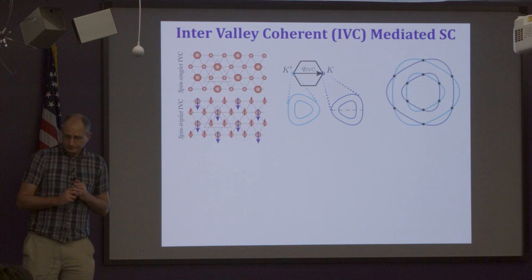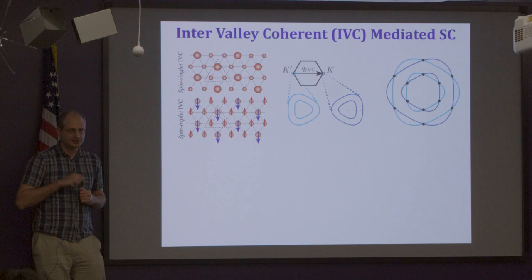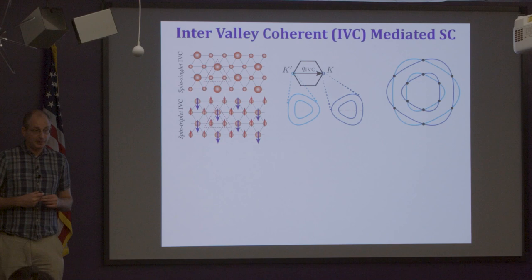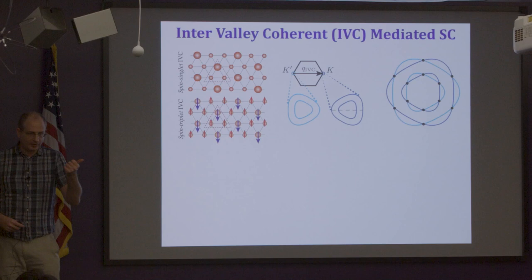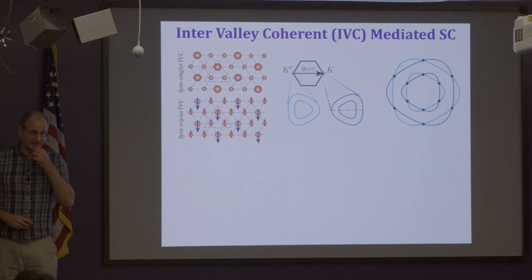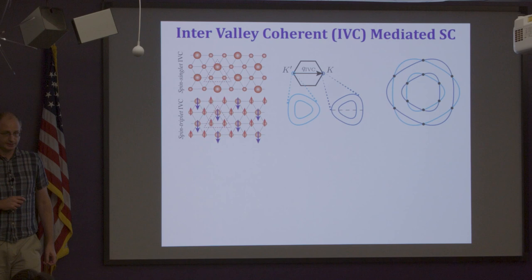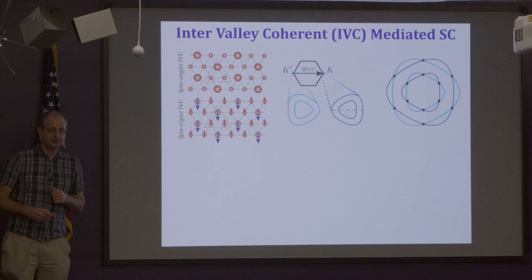We actually don't necessarily want to be in the IVC phase. We want to be close to an IVC phase, not too far. It turns out that for both SC1 and SC2, there's a neighboring phase which is not valley polarized and not spin polarized, and it's a good candidate to be an IVC. It's not been confirmed to be an IVC, but it's one of the possibilities. What is certain is that somewhere in the phase diagram there is an IVC.